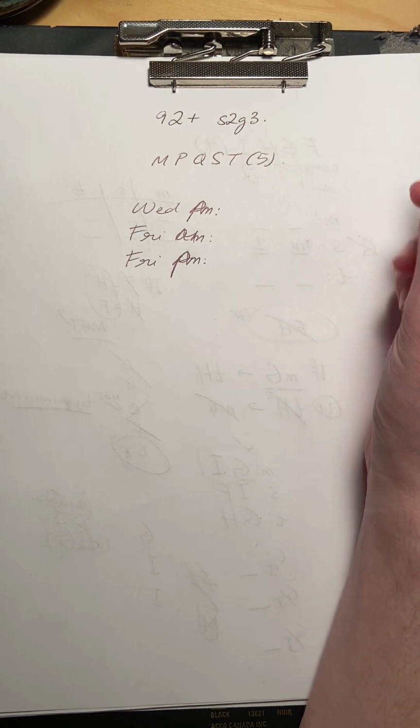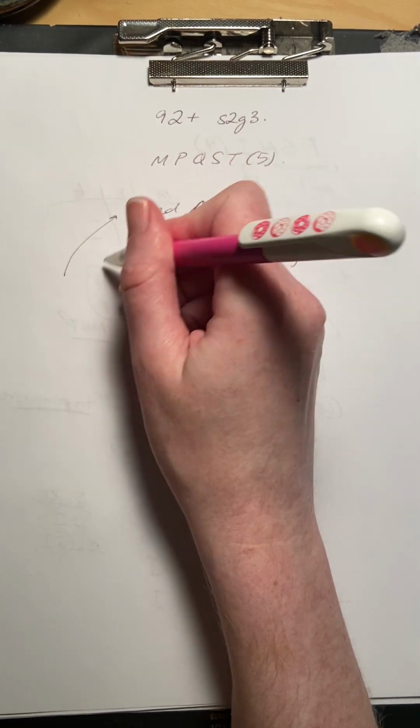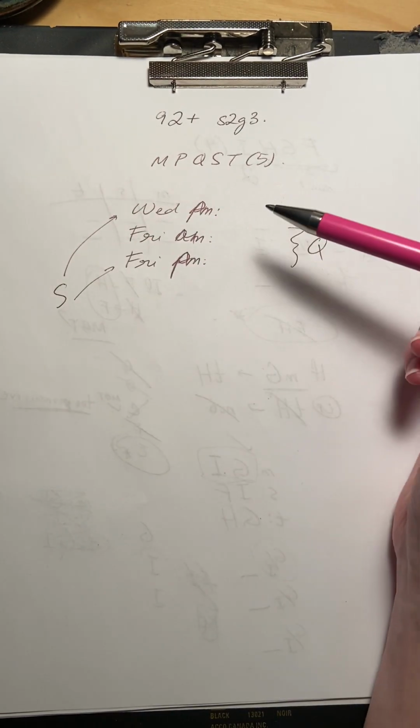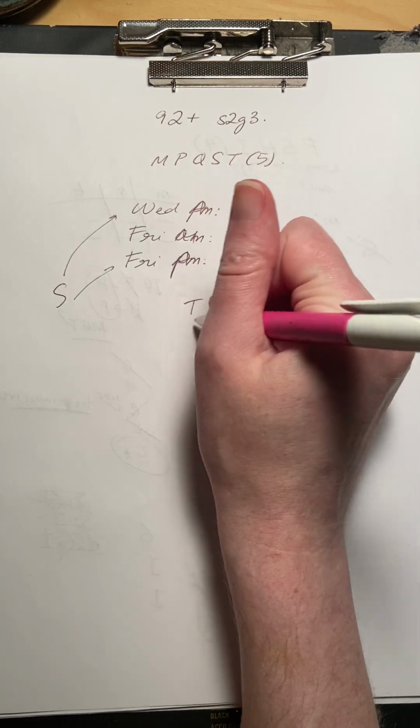Q must be scheduled for a Friday session. S must be scheduled for an afternoon session. So S is one of those two. T must be scheduled for an earlier session than P.